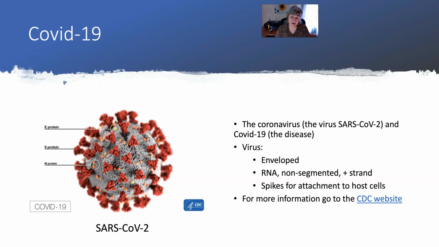It's an RNA virus that is non-segmented. That means it has one piece of RNA. It's a positive strand, which means that it can make its own proteins as soon as it gets in your cell. And these spikes are important for a couple of reasons. Those big red spikes that you see on there that are made by the S protein are important for attachment to your cells. And that's what gives the virus its corona look. The other spikes are important for helping the new viruses get out of your cells.